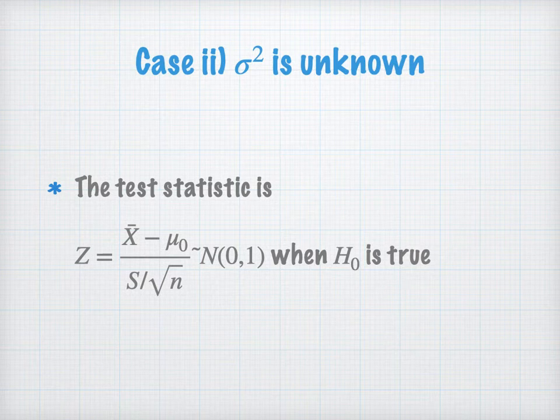Here S is the root of the sample variance. Since we don't know what the population variance is, we find the variance from the sample, which is being replaced. That is, the root of the sample variance is denoted by S. So we can use this instead of sigma. So this is the test statistic.